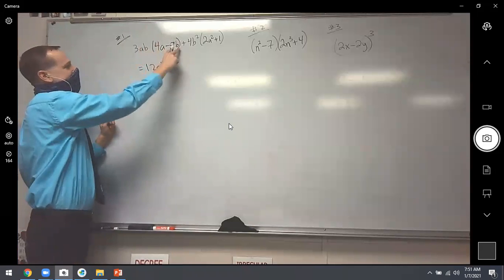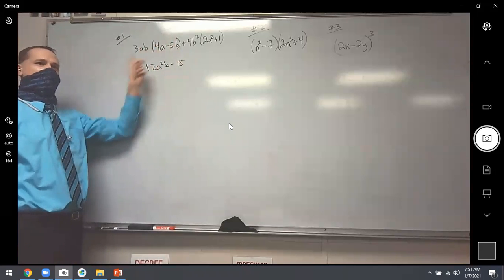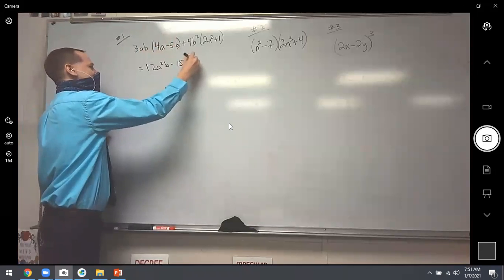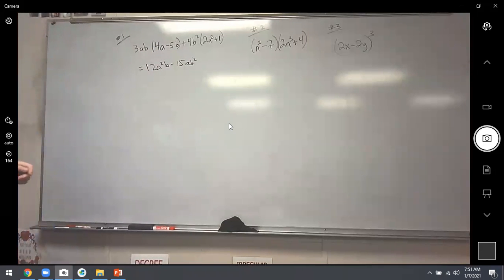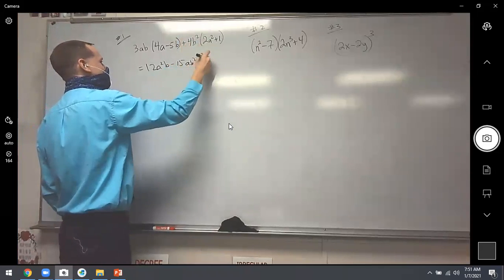Taking the 3ab times the 5b, well, a positive times a negative is a negative. 3 times 5 is 15, and ab times b would be an ab squared. So there's the first part. For the second one, you're doing the same kind of thing. You're taking this 4b squared and putting it in. When you do, 4 times 2 is 8.